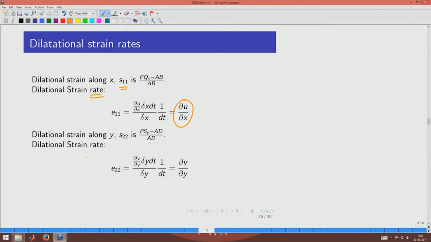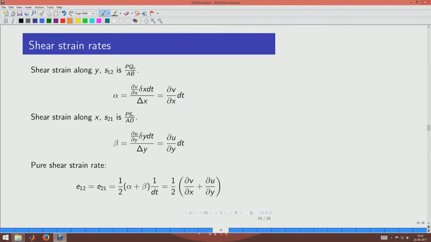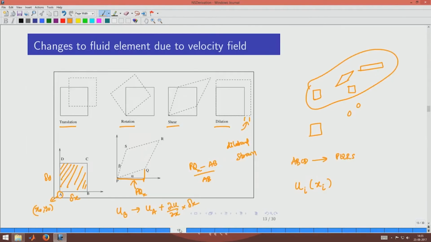Similarly, we can also do it for y direction, and you see that the dilational strain, the rate of deformation along the y direction is given by dV by dy. So, similarly, we can also define the shear stresses. So, shear is basically defined in the following manner. What you do is how much of this divided by how much of this, that is the shear.